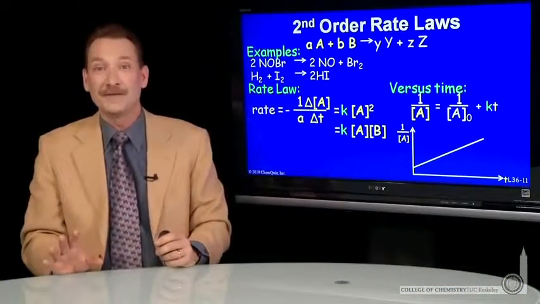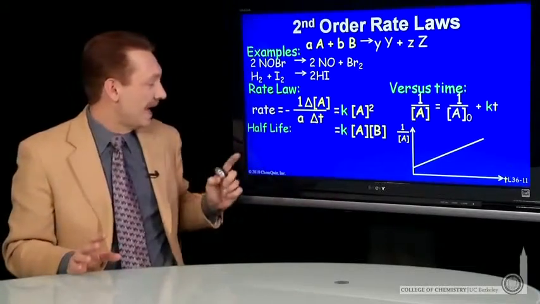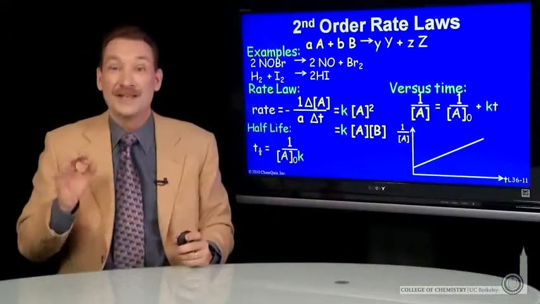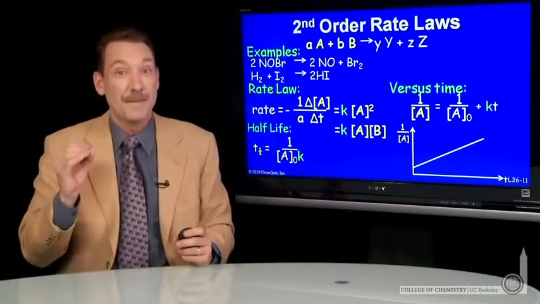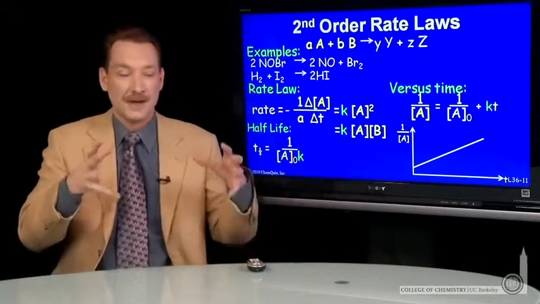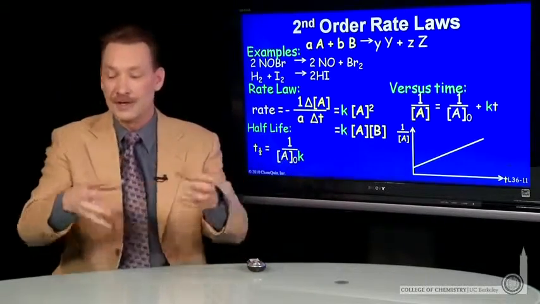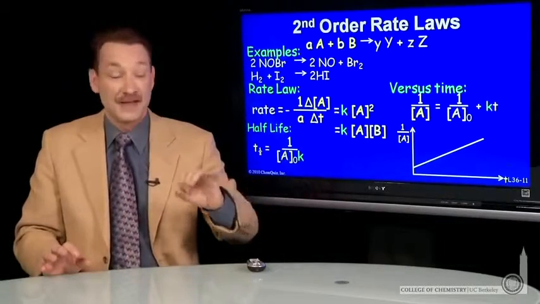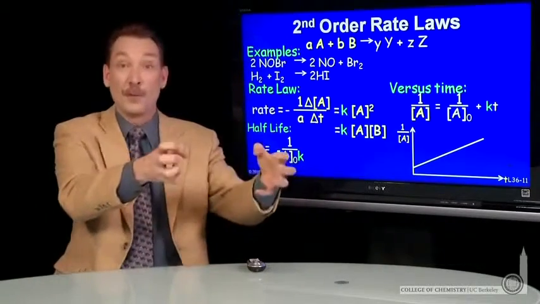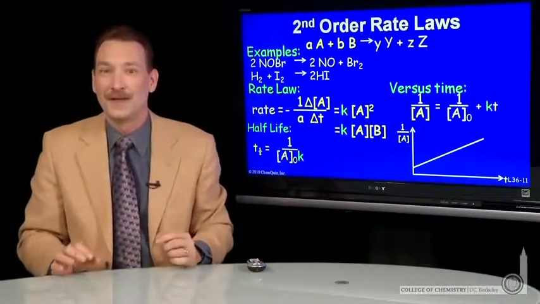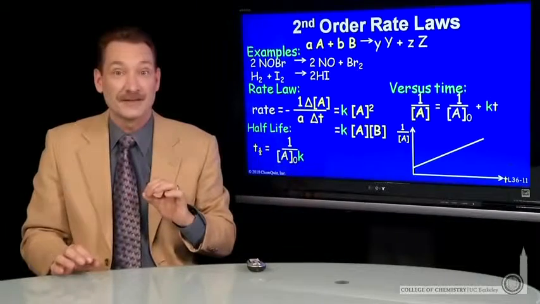Now we can look at the half-life for second order reactions as well. The half-life goes as 1 over the initial concentration times the rate constant. So the initial concentration matters in terms of the half-life. The amount of time it takes to go from an initial concentration of 2 molar down to 1 molar depends on the fact that it's 2 molar. That is, it's going to take longer for 4 molar to go to 2 molar than 1 molar down to half molar. And that tells you something about the kinetics.